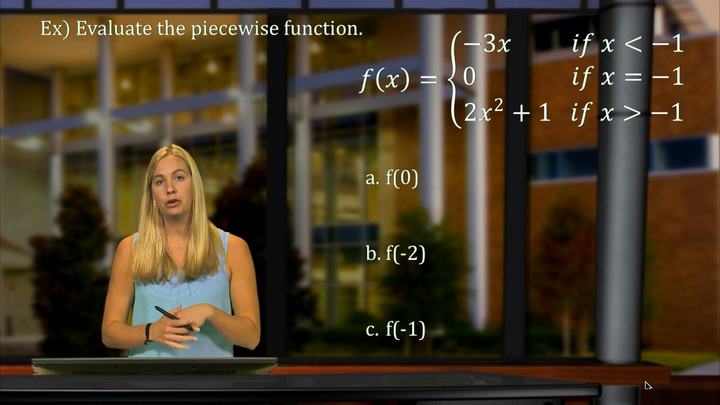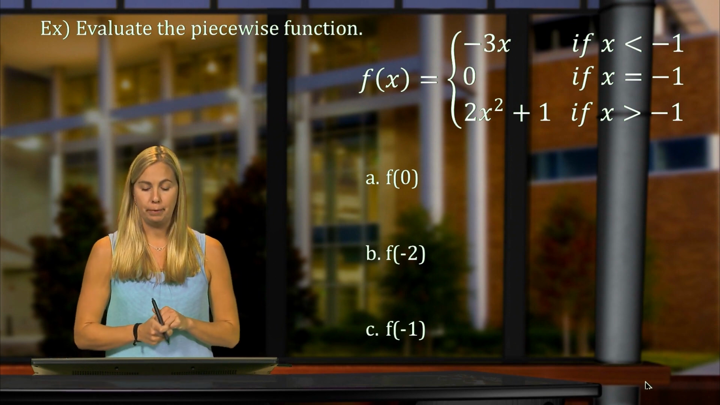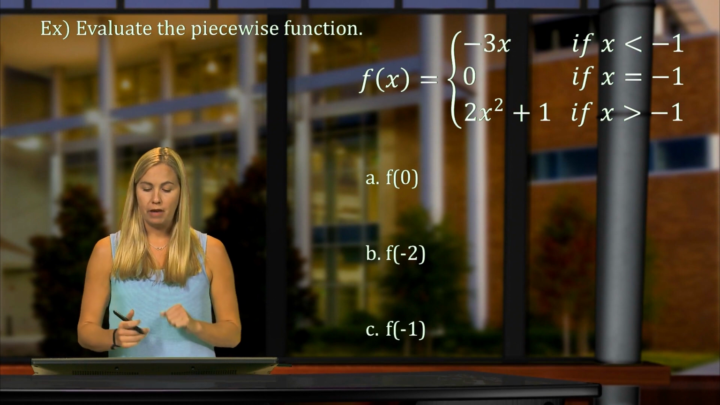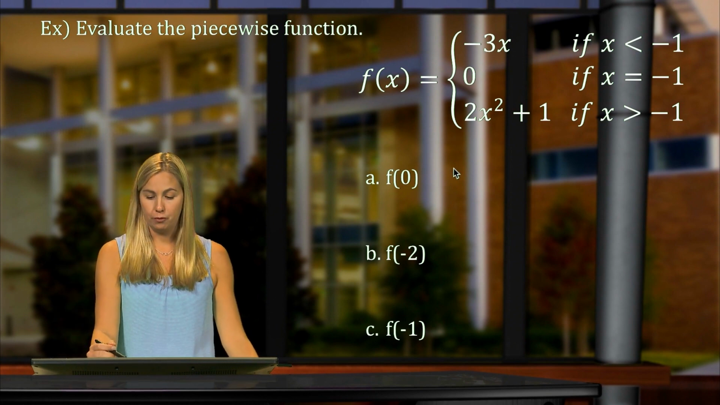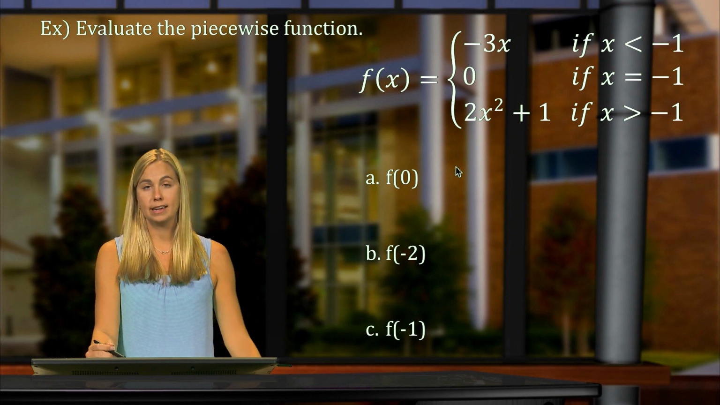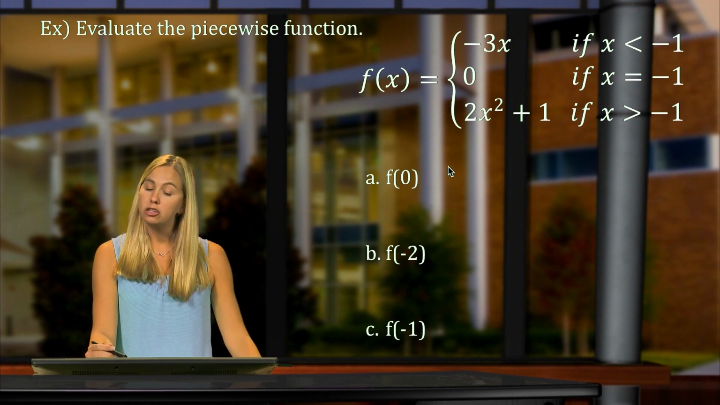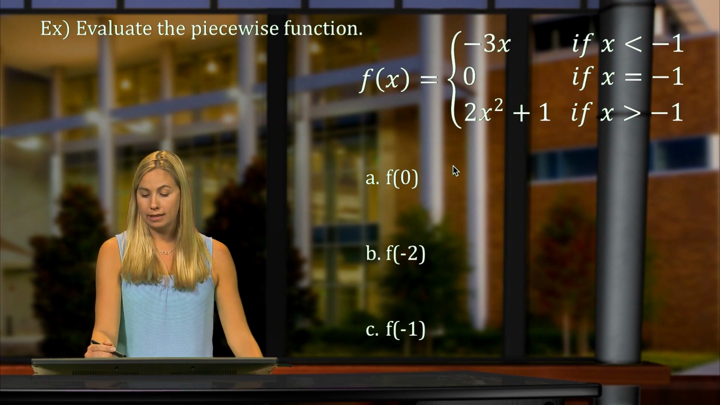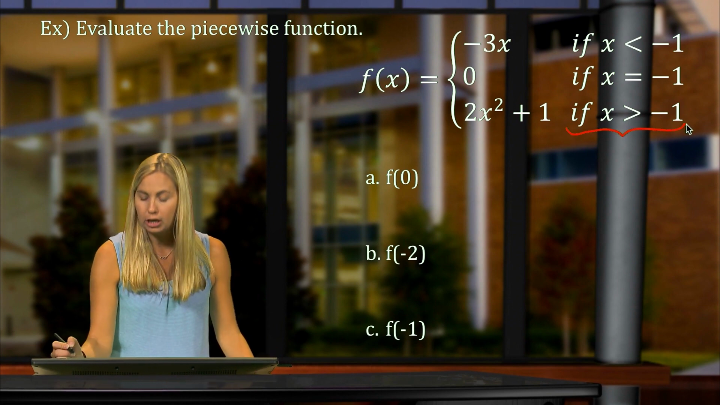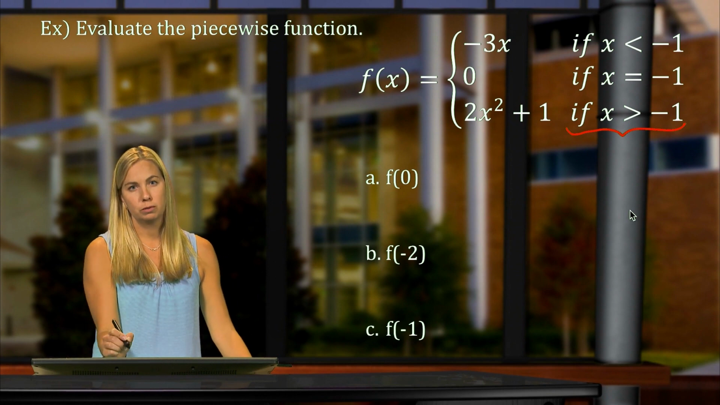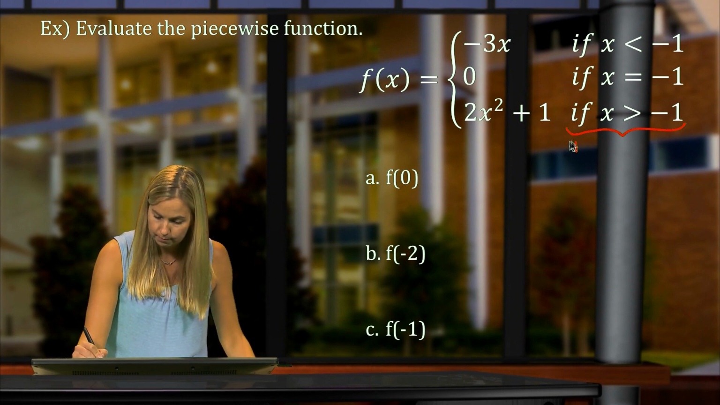So first, before we graph, let's just practice evaluating a piecewise function. So we have f of x equals negative 3x if x is less than negative 1, 0 if x is equal to negative 1, and 2x squared plus 1 if x is greater than negative 1. These right here give the domains of their respective equations.